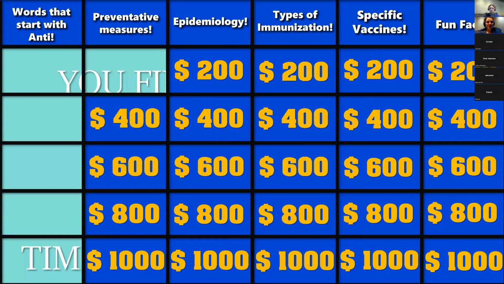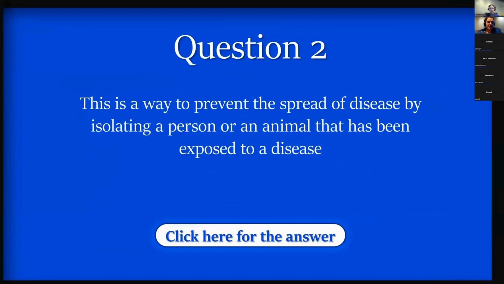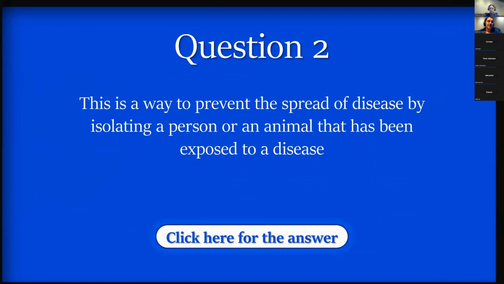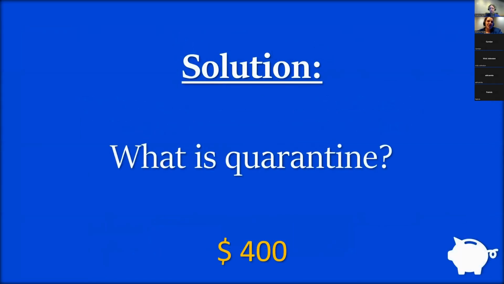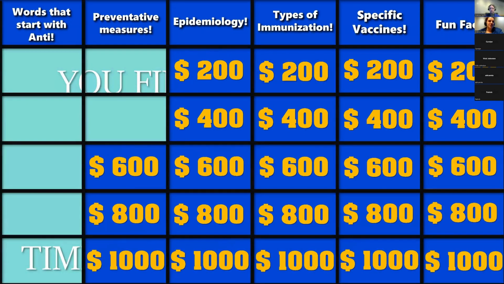For our second question in the preventative measures category, it's our $400 question. This is a way to prevent the spread of disease by isolating a person or an animal that has been exposed to a disease. So what is this called? If you answered what is quarantine, absolutely. Great job. You can give yourselves $400 for that question.